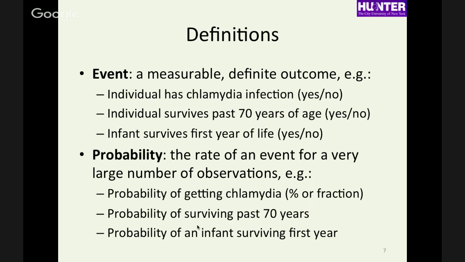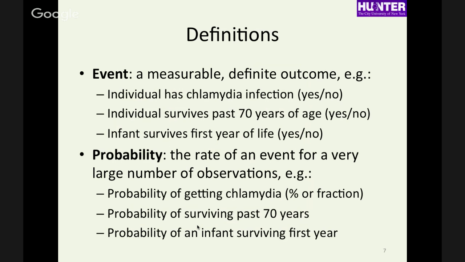For example, the individual survives past 70 years of age, yes or no. And of course, we only know that once they are either older than 70 or they have died. Or an infant survives the first year of life. Again, we only know that if they're more than a year old or they have died. So it's something that has a hard outcome, a definite event.